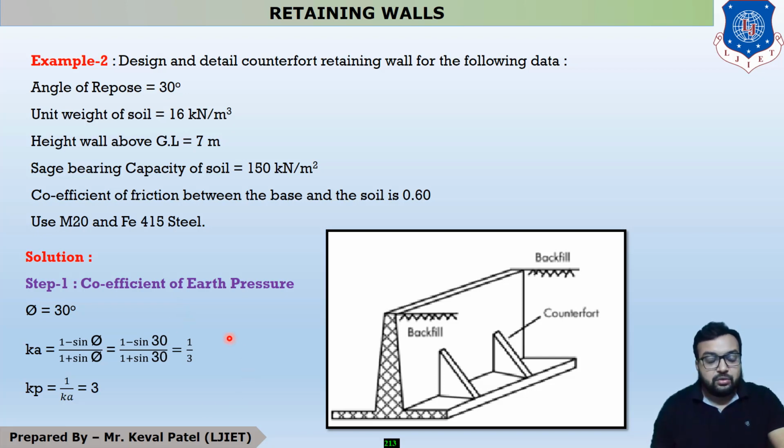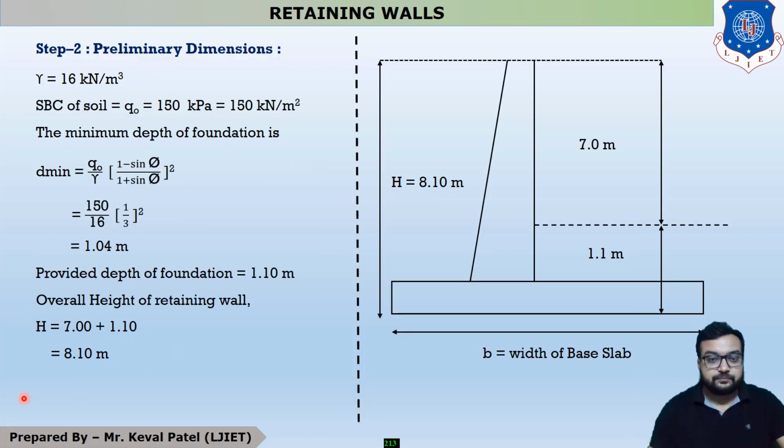Now our second coefficient is Kp. Kp means coefficient of passive earth pressure. So you all know that active earth pressure and passive earth pressure coefficients are inversely proportional to one another. So our value of Kp is inversely proportional to Ka. So the value of Kp is 3. Now we are moving further to the very important step, the preliminary dimension. So students, this is the last step of this chapter. After that, all the steps remain the same as the cantilever retaining wall.